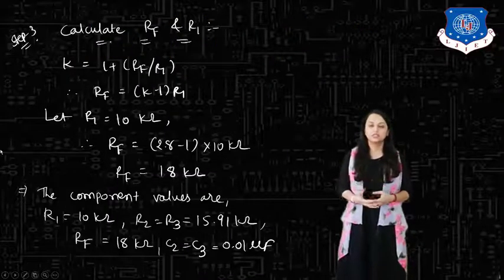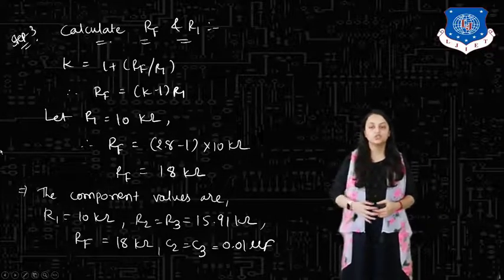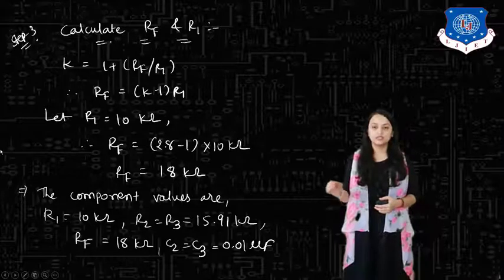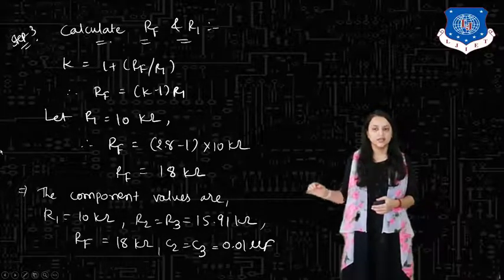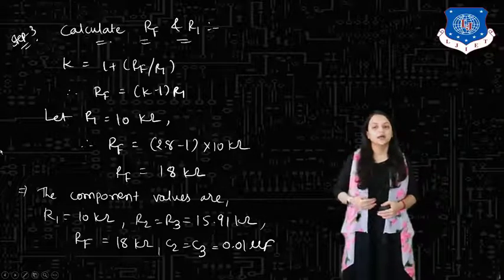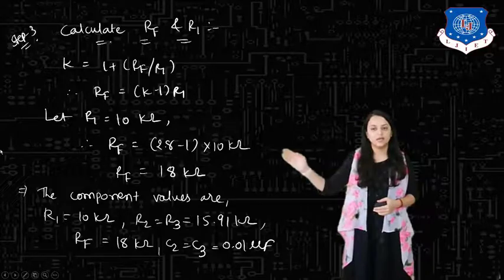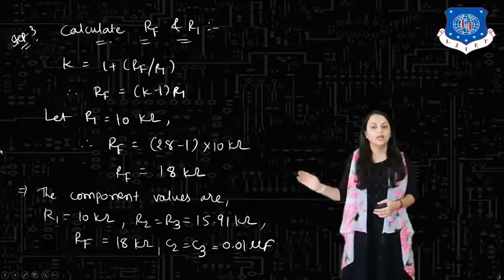Now step 3 is to calculate RF from R1. So we know that K equals 1 plus RF by R1. If you want to make RF the subject, it will be K minus 1 into R1. Here R1 equals 10 kilo ohms. We are placing that value in this equation. So you will get RF, that is equal to 18 kilo ohms.